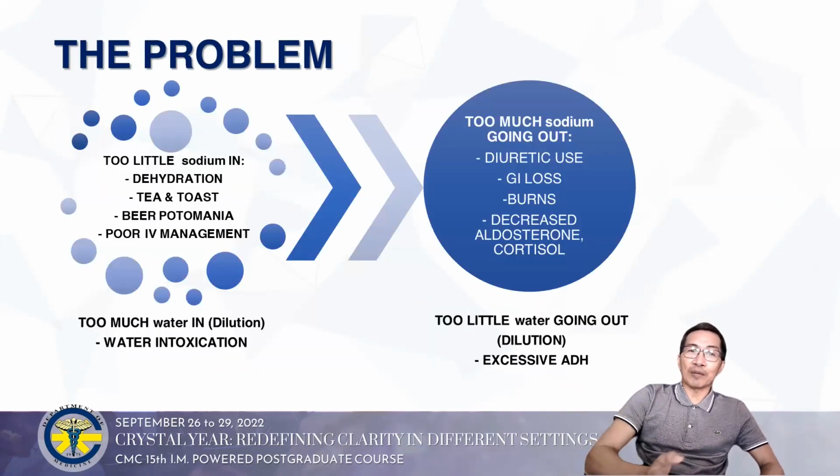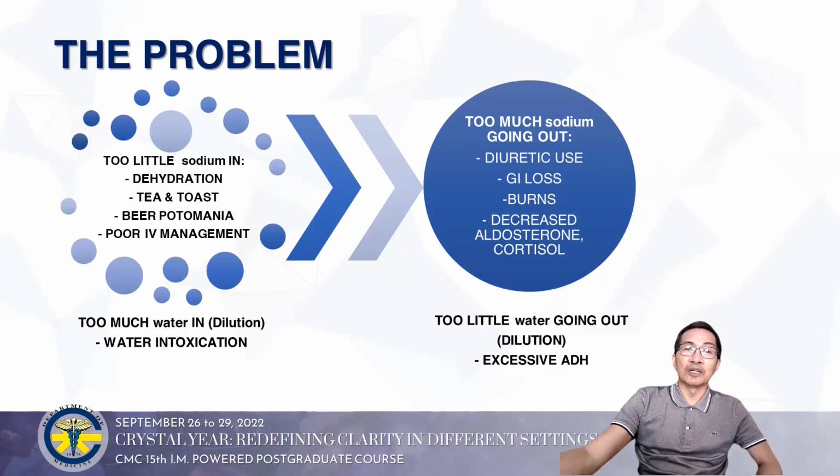So this is basically a problem of what goes in and what goes out. On the side of what goes in, hyponatremia occurs if there is too little sodium that comes in, and this you see in dehydration states, in patients on the tea and toast diet, usually the elderly who take nothing but tea and toast, those fond of drinking volumes of beer, leading to beer potomania, and this can also be a result of too little sodium coming in by way of poor IV management. On the other side, there may be too much water coming in, as in the case of water intoxication.